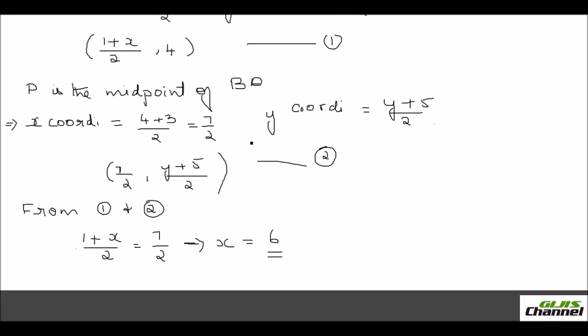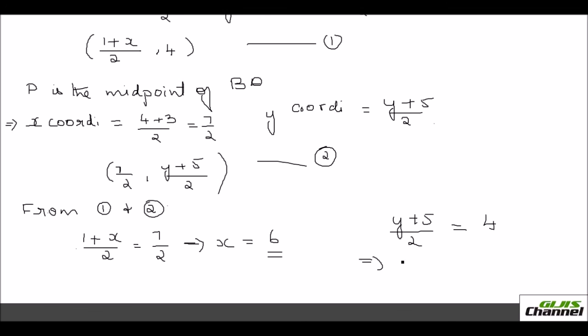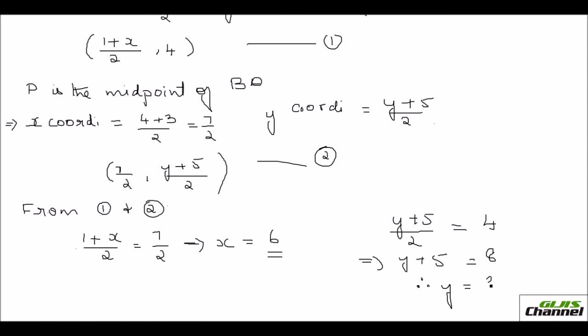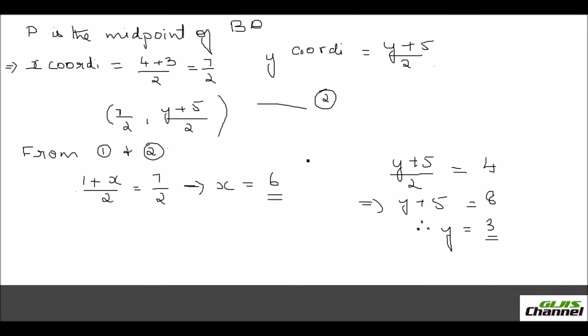Likewise, let us equate the y coordinates. So you have y plus 5 by 2 is equal to 4, the y coordinate here is 4. So that implies y plus 5 equals 8. Therefore, your y is 3. So the coordinates of the point P will be P is equal to 6, comma 3.